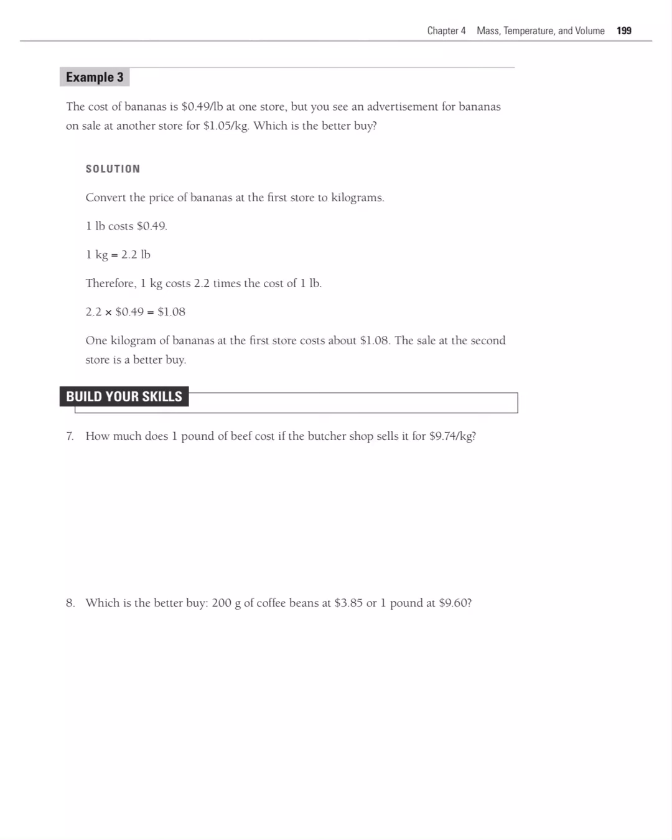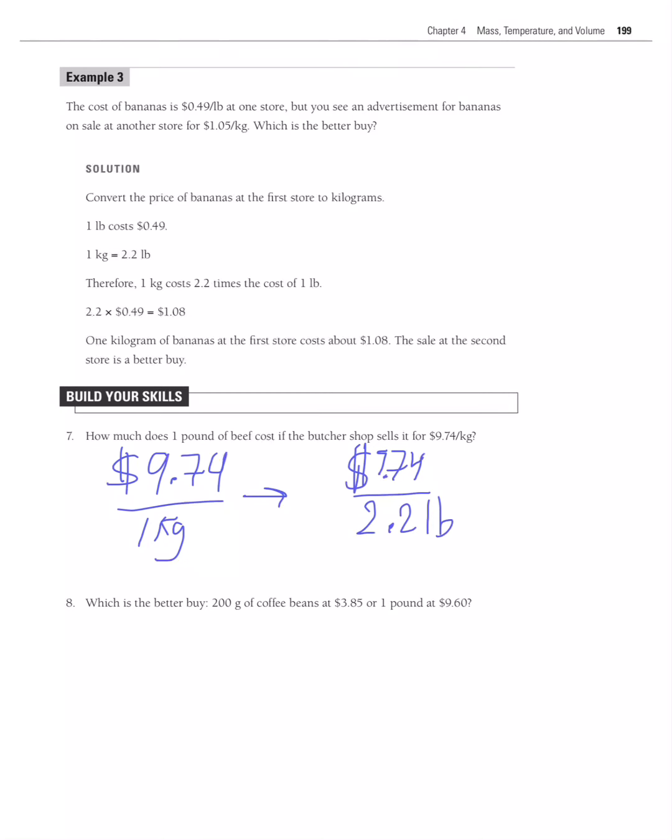How much does 1 pound of beef cost if the butcher sells it at $9.74 per kilogram? Basically you're trying to set up these cross multiplying things in a way that you can solve for it. So $9.74 for 1 kilogram, that's what that price means. And what this is saying is it's $9.74 for 2.2 pounds, because 1 kilogram is 2.2 pounds. Now we have to figure out how much for 1.